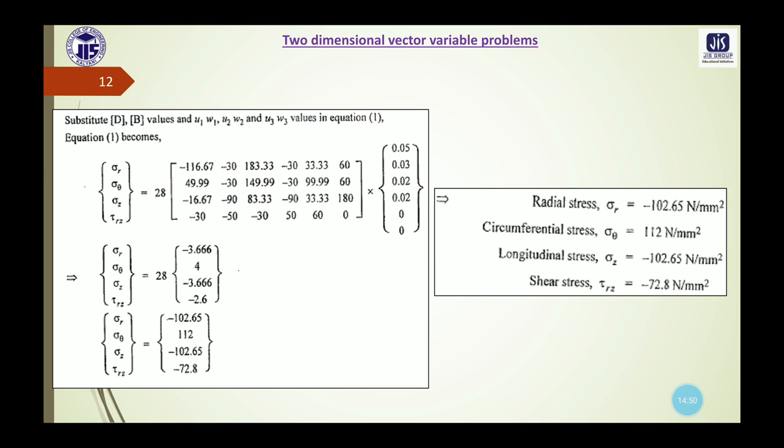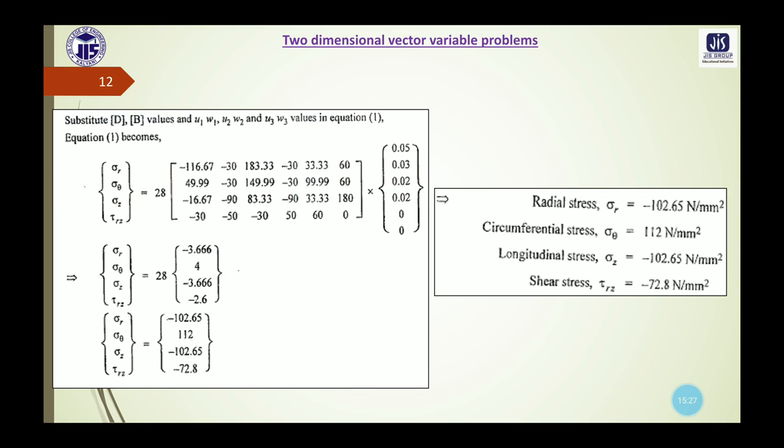Now if we substitute these values in the first equation to calculate the element stresses, then again we need to perform one more matrix multiplication with the nodal displacements, and finally after 2 or 3 steps we are getting the value like this. That is the column matrix of sigma r, sigma theta, sigma z, tau rz. This is equals to one column matrix of minus 102.65, 112, minus 102.65 and minus 72.8.